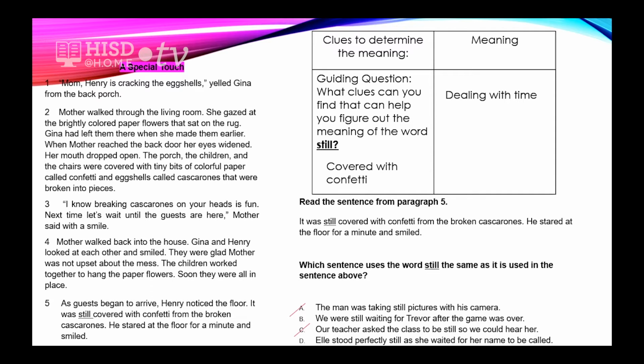So now we have B, we were still waiting for Trevor after the game was over. And D, Ella stood perfectly still as she waited for her name to be called. So I already determined that my meaning is dealing with time. So I'm going to look at answer choice B and D and see which one is dealing with time. Looking at that, answer choice B would be the correct answer because we are still waiting on Trevor. Time has passed.